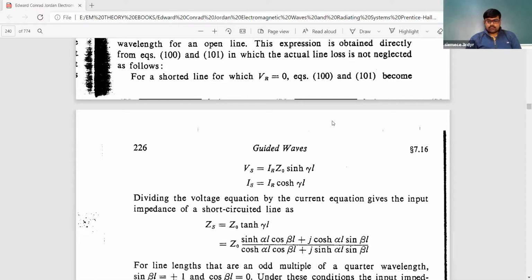Now we'll just put in the terms. So we get Zs equals Z naught into sinh alpha L cos beta L plus j cosh alpha L sin beta L, divided by cosh alpha L cos beta L plus j sinh alpha L sin beta L. That is the expression we are getting. So Zs equals Z naught into sinh of alpha L cos of beta L plus j cosh of alpha L sin beta L, divided by cosh of alpha L cos of beta L plus j sinh alpha L sin beta L.